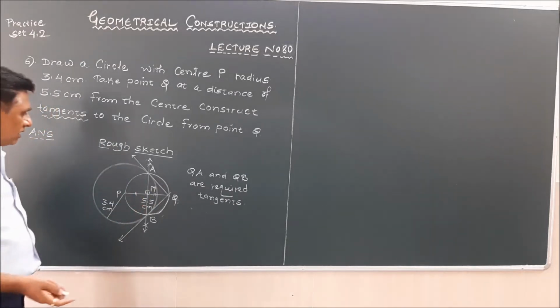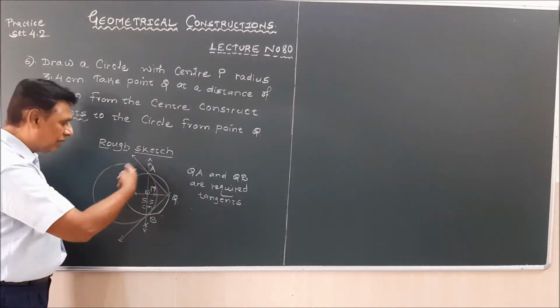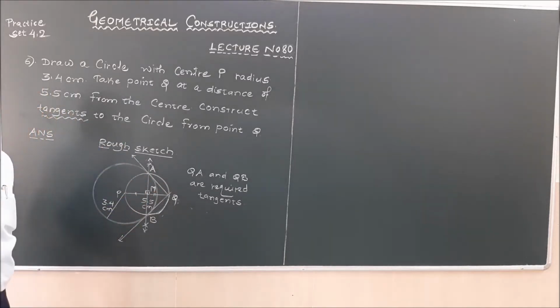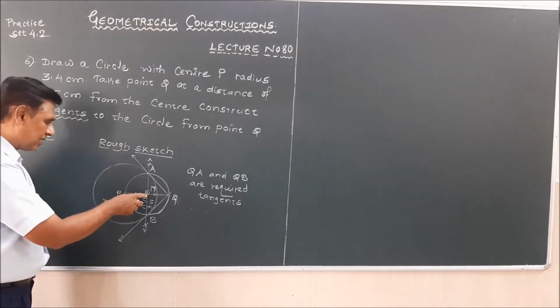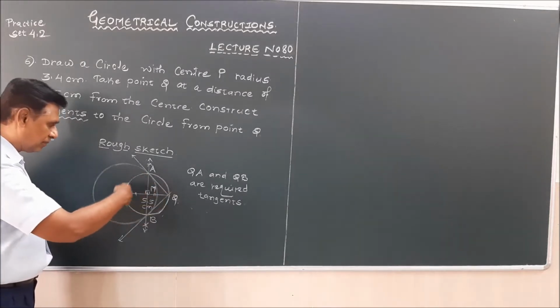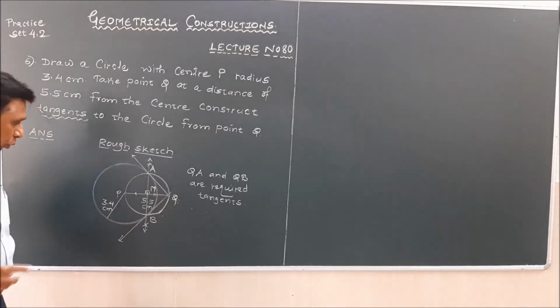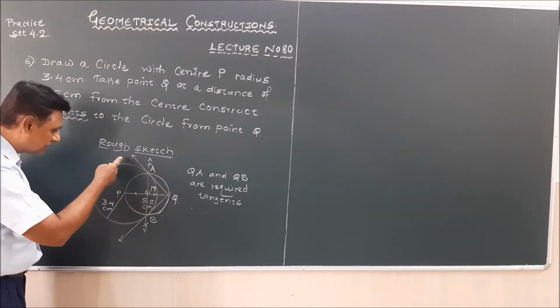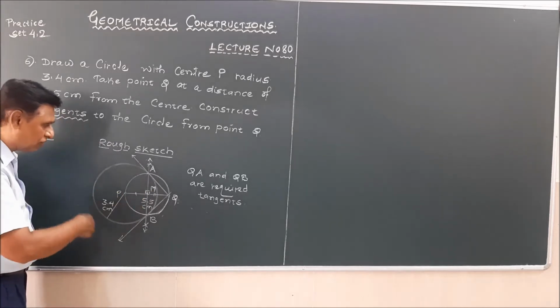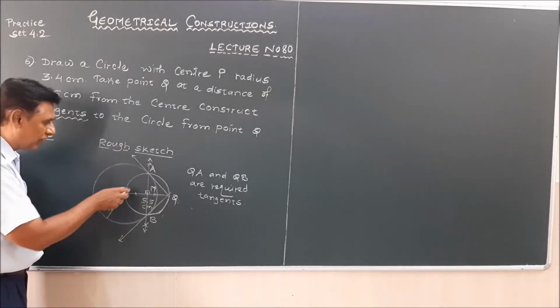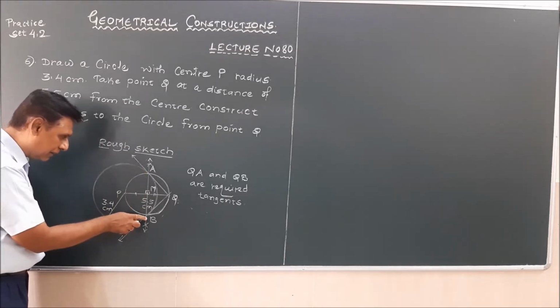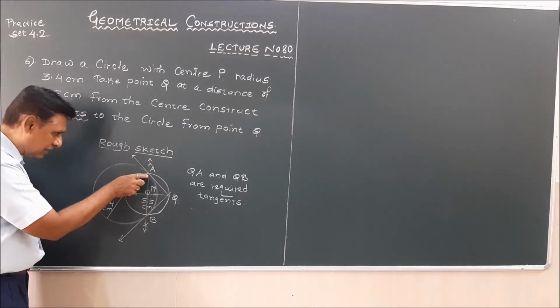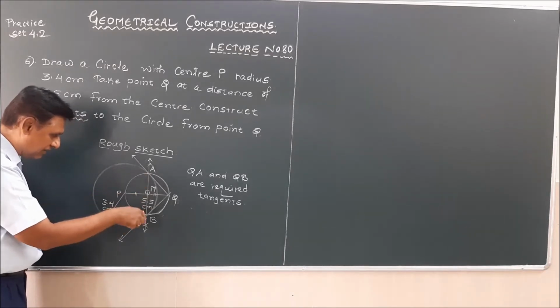M as a center, you have to draw a circle passing through P and Q. I repeat again. By taking M as a center, you have to draw a circle passing through P and Q. When you draw this circle, it intersects the previously drawn circle of radius 3.4 in points A and B. See here, the circles are intersected.